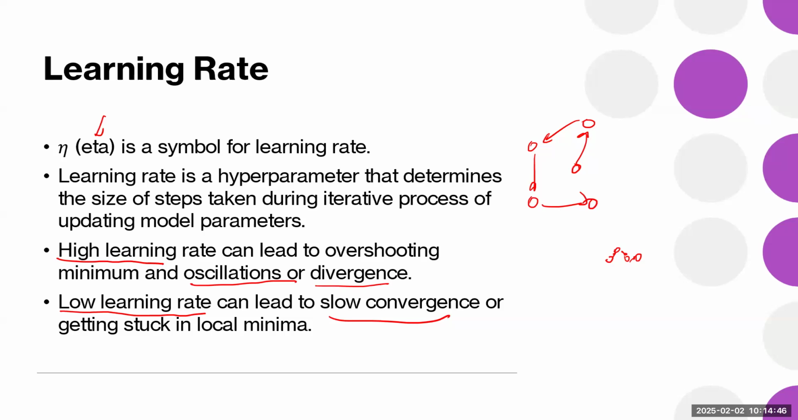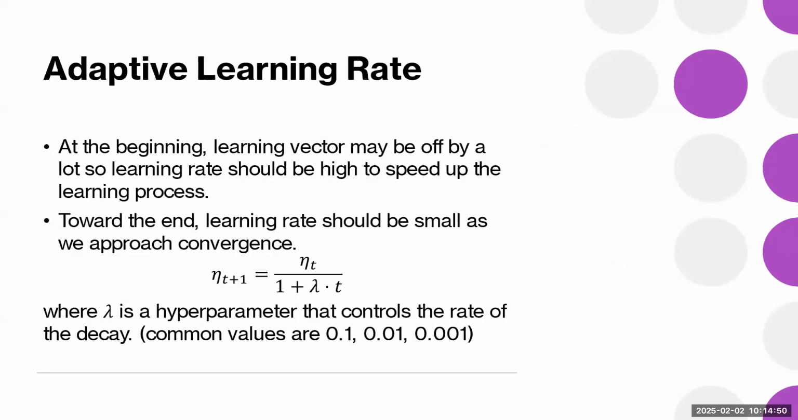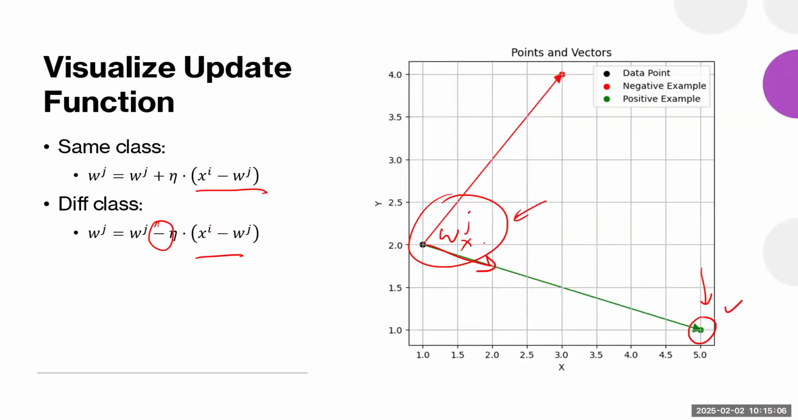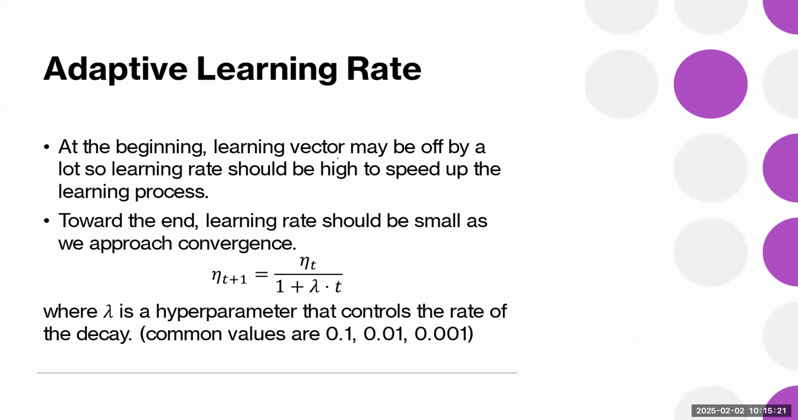So the best way to pick the learning rate is to use an adaptive learning rate, right? Because at the beginning, when we start our prototype, we don't know anything about the prototype, like where it should be. So because of this, we want it to move very quickly to the correct position. So at the beginning, the learning rate should be high to speed up the learning process. But as time goes on, you want the step to be smaller. As it gets closer to the correct position, you want it to move very slowly.